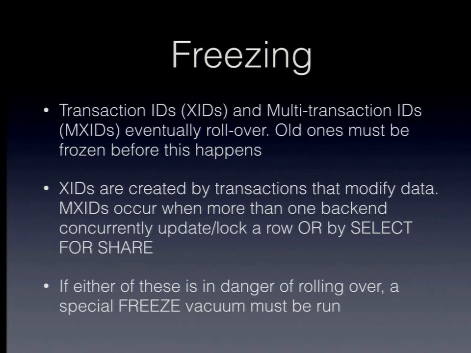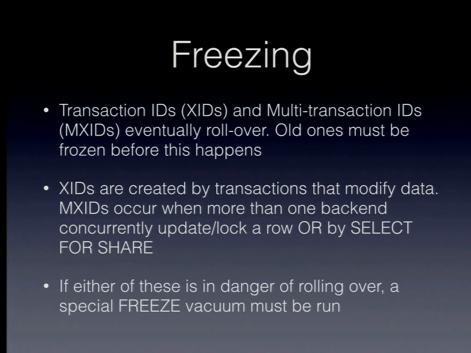Transaction IDs and multi-XACT IDs, multi-transaction IDs, the way that those are implemented is it's basically a circular counter. So it starts at, well, I think it starts at 2 because the first couple values are reserved. But it starts at 2 and it starts increasing. And then when it hits 2 to the 31st, all of a sudden 2 is no longer a transaction that's in the past. It becomes a transaction that's now in the future.